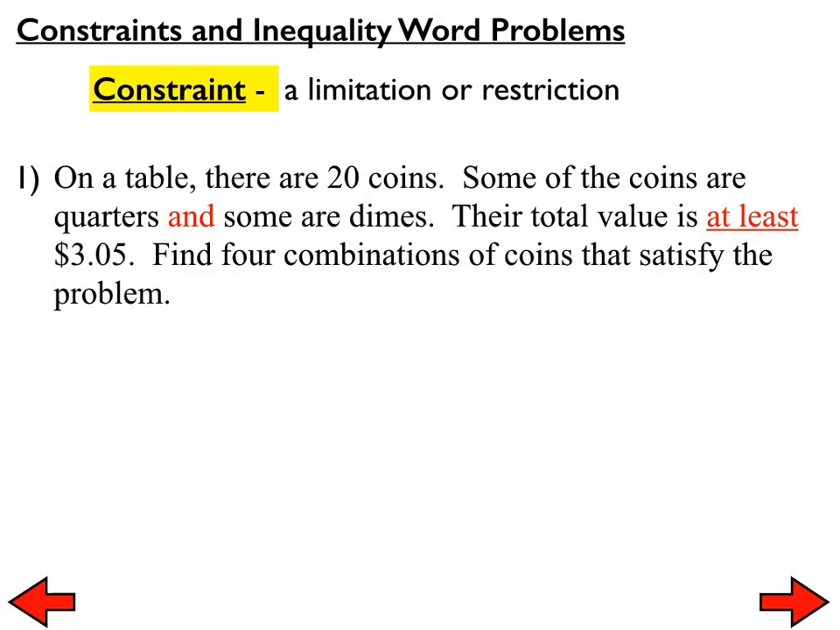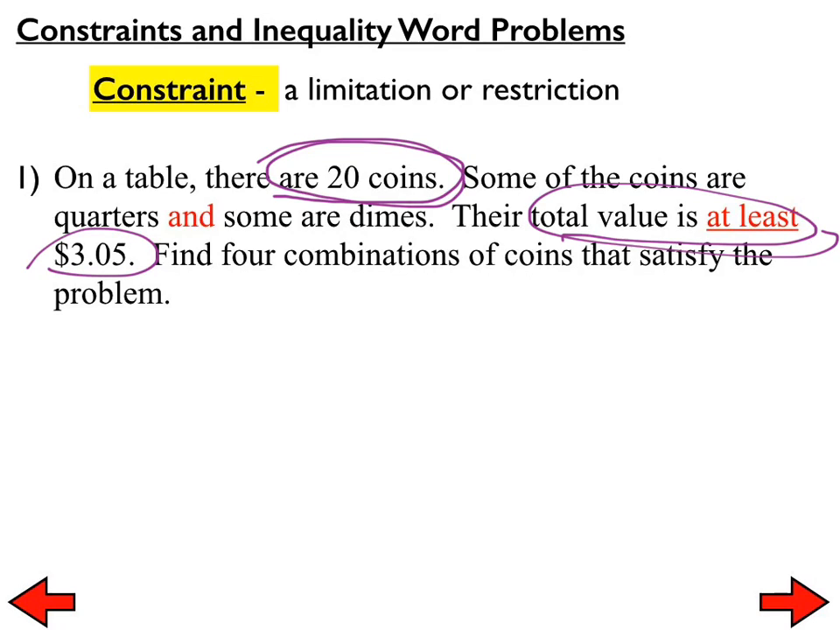So we basically have several limitations here. One of them is that there are 20 coins, exactly 20 coins. And then the other one is that the total value is at least $3.05. At least $3.05 means, if you didn't realize it, $3.05 or more.